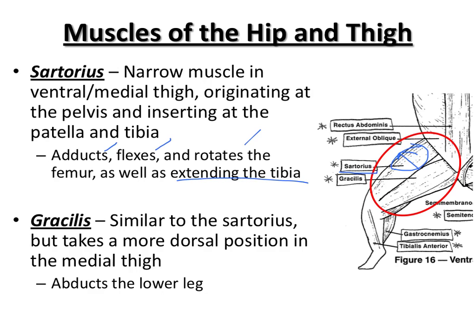The gracilis is very similar to the sartorius, but it's more toward the bottom of the leg, I guess you could say. So it's more dorsal, and it will help to abduct the leg. So gracilis, the way it contracts, will help you move the leg away from the midline.